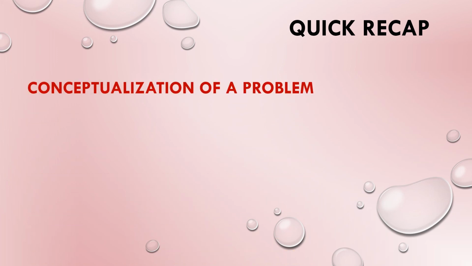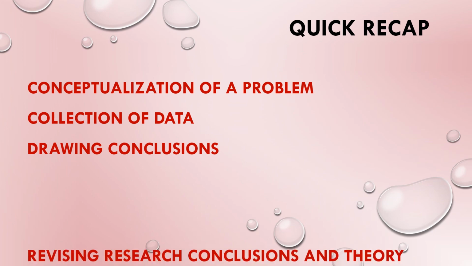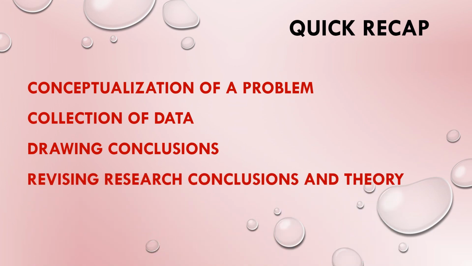Let's have a quick recap. We have learned the steps involved in scientific research. They were conceptualization of a problem, collection of data, drawing conclusions, and revising research conclusions and theory. So first we identified a problem. Then after studying the gathered information, we made a hypothesis. Then to test the correctness of the hypothesis, we conducted experiments.